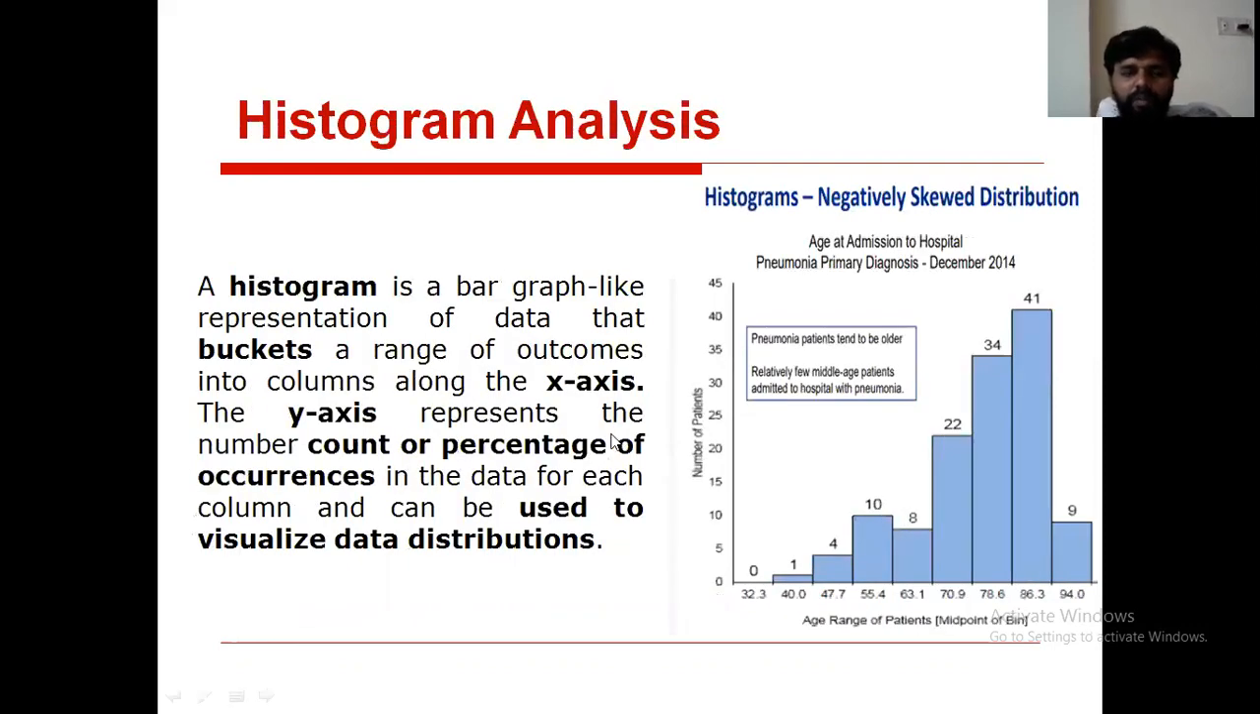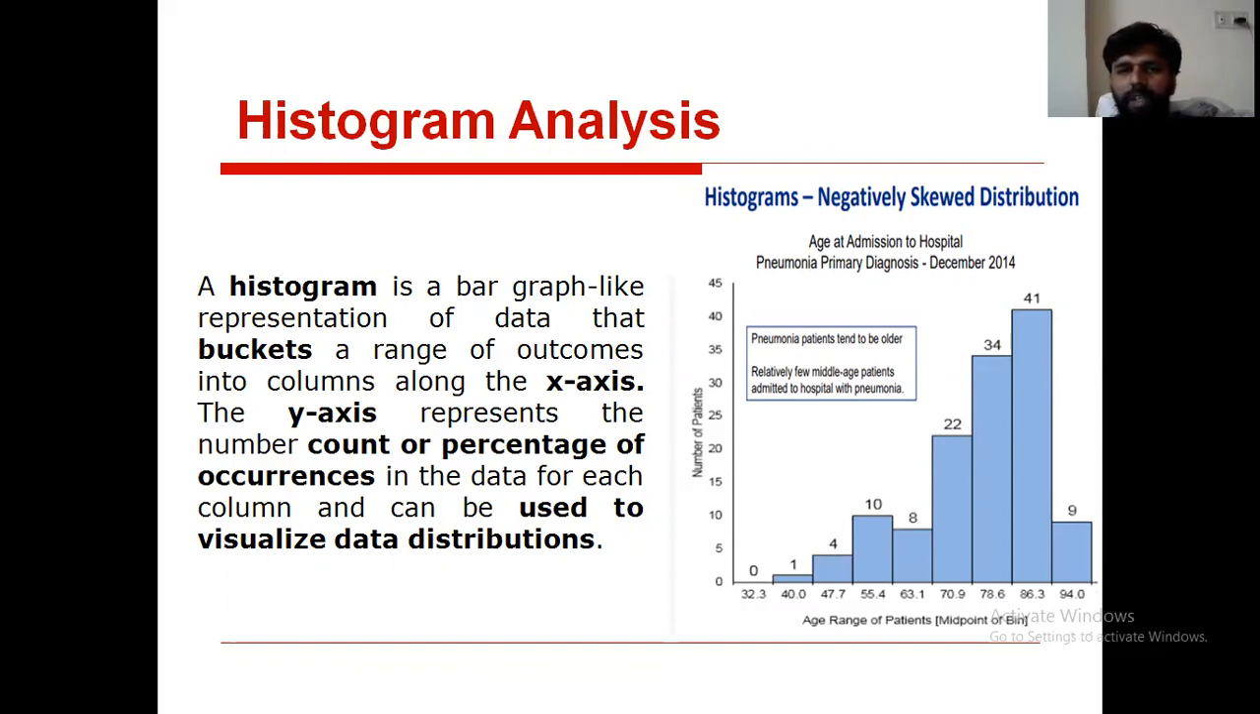And this is another data dispersion technique, that is what? Histogram. Histogram is nothing but a bar chart, right? We already drew many bar charts while learning Excel or Word in MS Office, right? A histogram is a bar graph or bar chart. What is it going to represent? It is going to represent the buckets. What does a bucket contain? A bucket contains a range of outcomes in the form of columns.